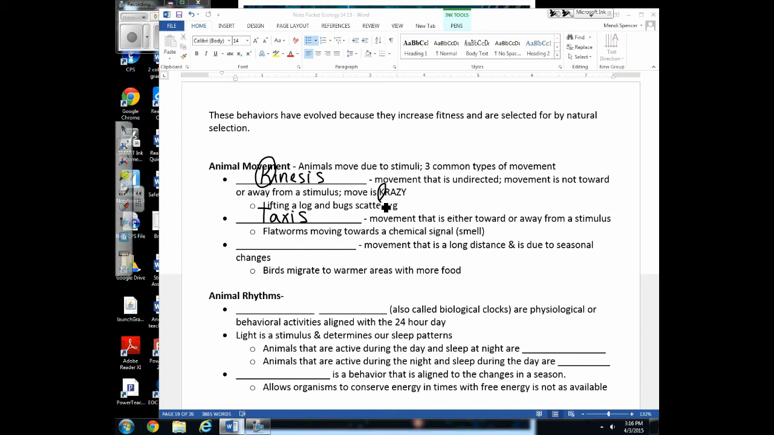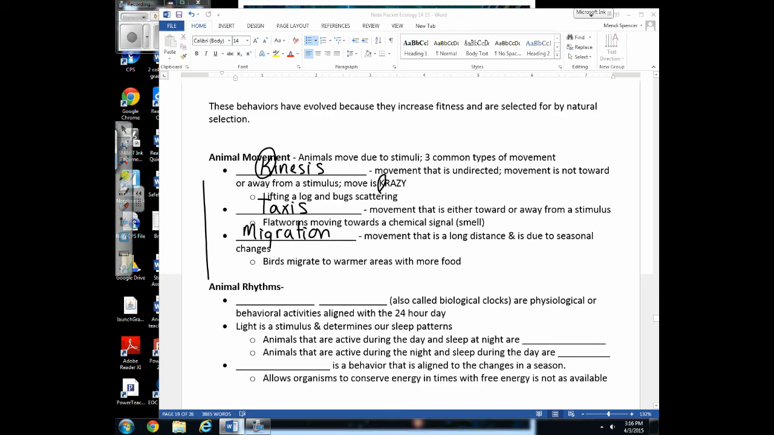Whenever you hear migration, you've probably heard about it before, we're talking about movement over a long distance due to seasonal changes. Animals migrate to different areas where there's more free energy available at different times of the year. Whenever we talk about animal rhythms, what we're talking about is circadian rhythms.